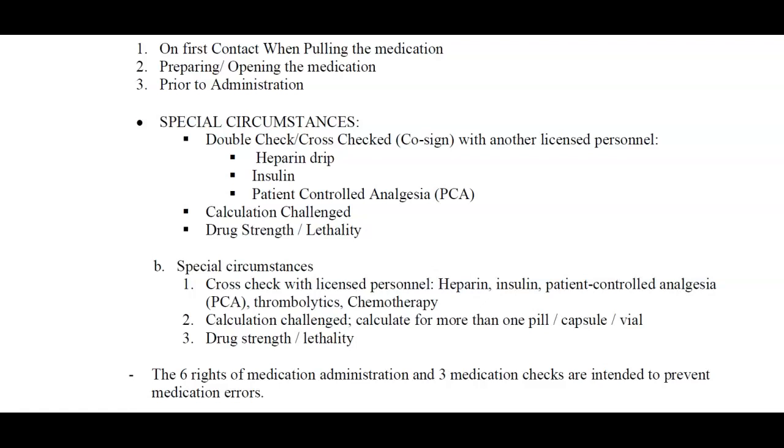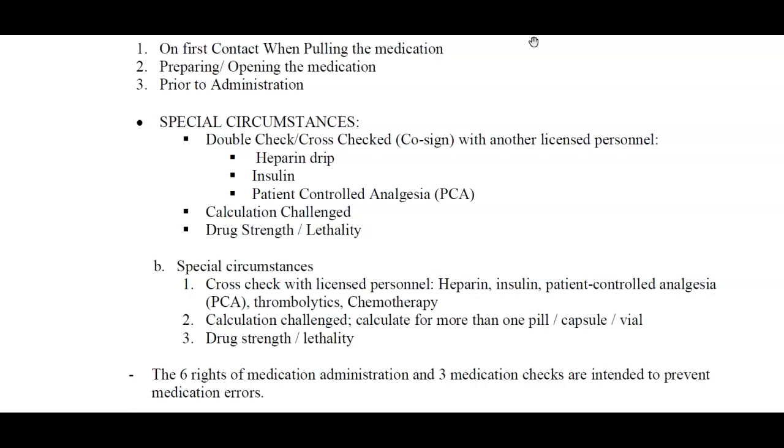But most commonly, you have to remember this, a second licensed personnel is required to co-sign when you're giving the following medications. One would be when giving heparin drip, insulin, PCA or patient-controlled analgesia, thrombolytic, and chemotherapy. Again, when you're giving these medications, oftentimes you are required to have somebody co-sign with you. These are the heparin, insulin, patient-controlled analgesia or PCA, thrombolytics, and chemotherapy.